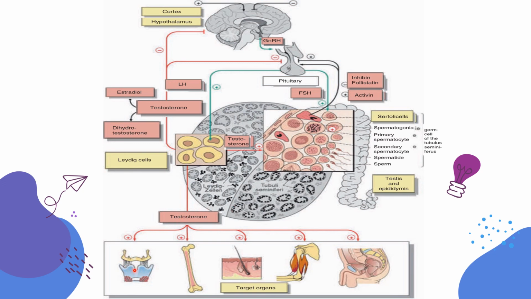Testosterone acts on the voice box, bone, muscles, hair growth, and beard, and the excessive secretion of testosterone also causes baldness, muscle growth, and also development of the external and internal genitalia during fetal life, puberty, and also in adults. The testosterone plays a very important role.